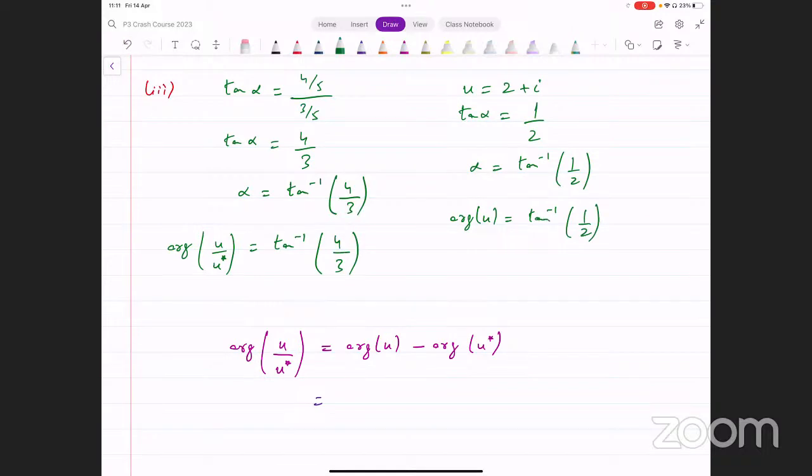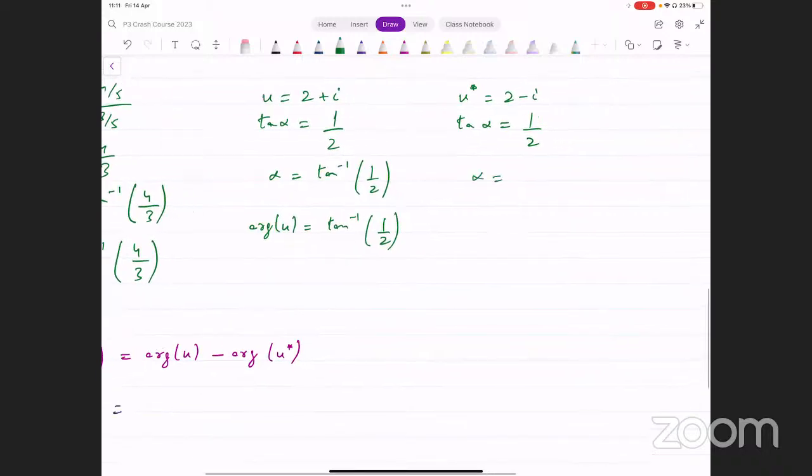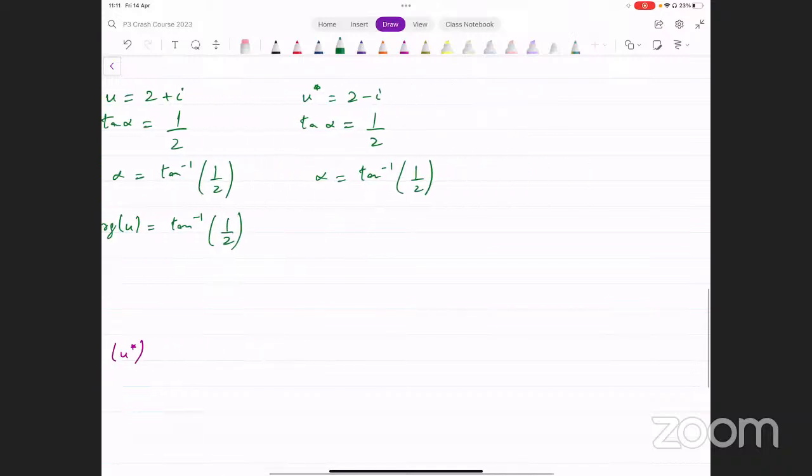All right. But then what about the argument of the conjugate? u conjugate is 2 minus iota, right? Let's find the basic angle. Tan alpha equals 1 over 2 here as well, and alpha equals tan inverse of 1 over 2. However, which quadrant are we in this case? The real part is positive. The imaginary part is negative. So this is going to be the fourth quadrant. It's going to be right here.